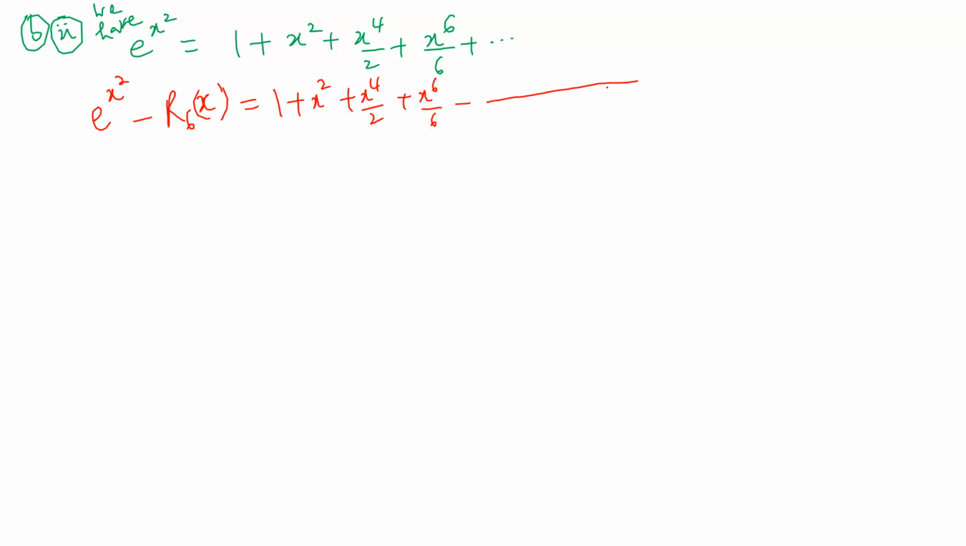Okay, so the Pade approximation with a denominator of degree 3 means that here we have a0 plus a1x plus a2x squared plus a3x cubed over 1 plus b1x plus b2x squared plus b3x cubed, so we get these.